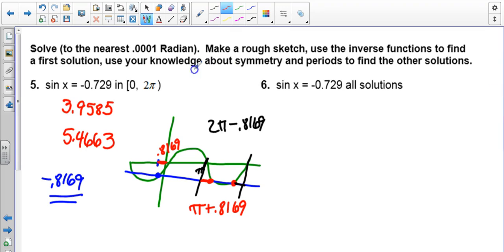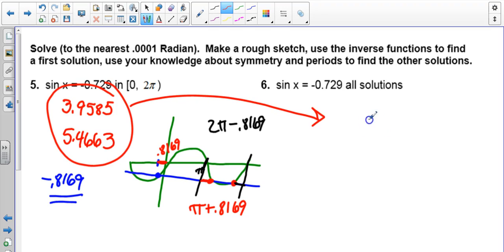All right. You don't have to. You can type these in, get this answer, you're done. And what are you going to do for this answer? The exact same thing and say it repeats every 2 pi.